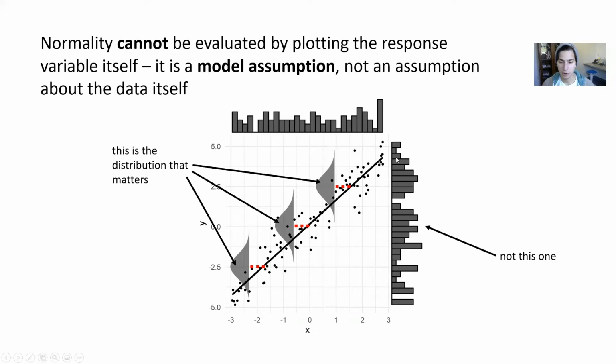However, if I plot the marginal distribution of y, which is just the overall distribution of y, what I see is that y is more or less uniformly distributed. So if I were going off of the distribution of y as an indicator for whether or not these data meet a regression, I would come to the wrong conclusion here. What matters is the distribution of y around the fitted values. So we always want to use the residuals when evaluating the normality assumption.